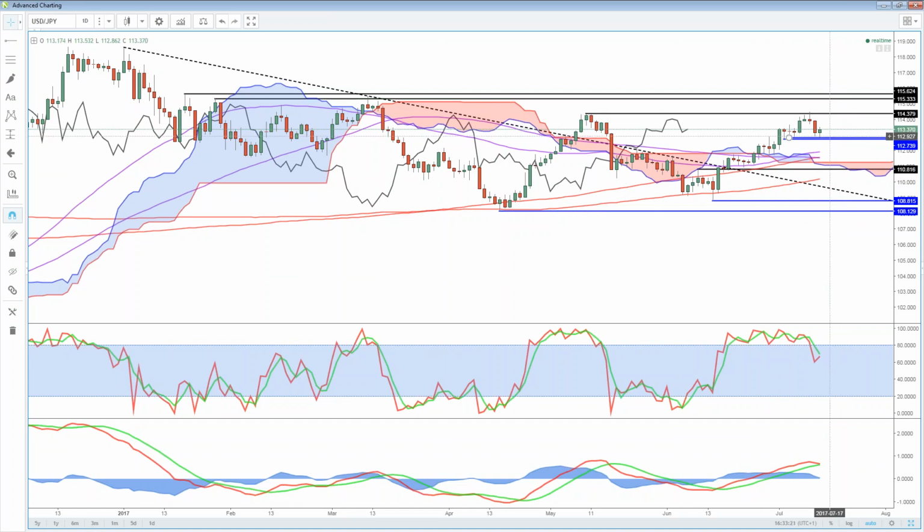If not, then if we see another rotation lower, then it's this kind of level I'll be looking at next, around the 111.80s. We've got the confluence of the moving averages here. That's the 200, the 55, the 89. It's also prior support here, and it's prior resistance here. So that's the level which I'll be keeping an eye on very closely should we see another rotation lower. And it's also roughly in line with the 50 fib, just to cap things off there.